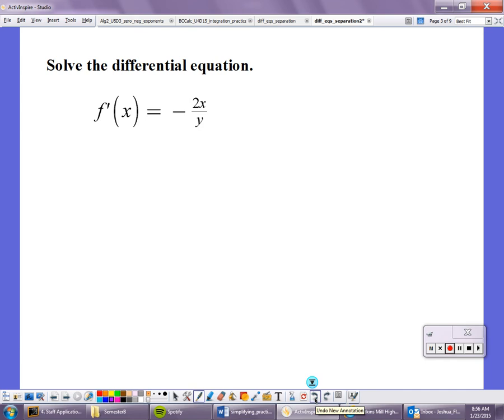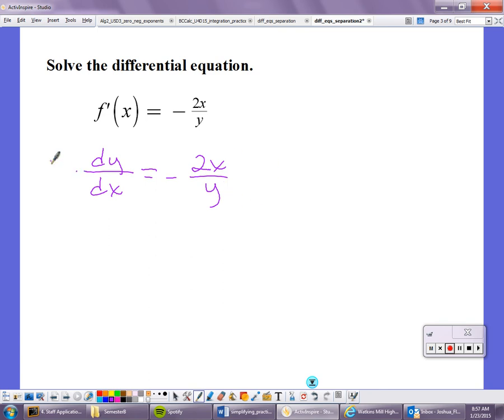First thing to do is think of f prime of x. It's a lot easier if you write this as dy dx instead of f prime of x equals negative 2x over y. It's called the Leibniz notation, so use the Leibniz notation here. It'll make things easier. Then what we're going to do is separate the variables. Everything having to do with y will go on one side of the equation. Everything having to do with x will go on the other side.